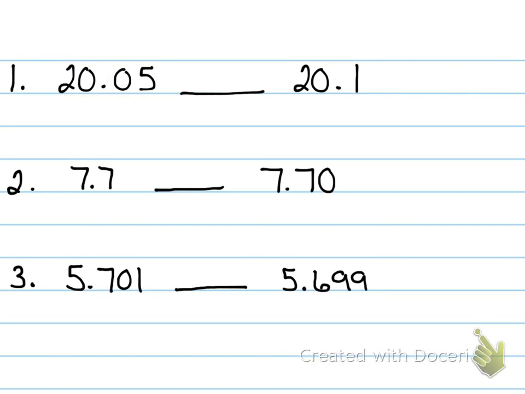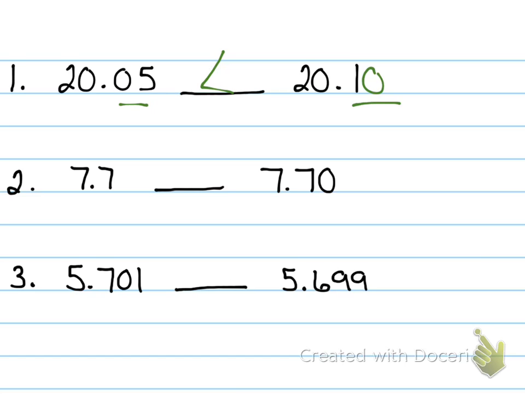Okay, so looking at your turn now, number 1, I'm going to just go ahead and fill in my decimal places. So I have the same number of decimal places. I have 2 in my first number, so I want 2 in my second number. Now which one is bigger, 10 or 5? 10. So I know that 20 and 1/10 is bigger. So I open up my less than sign to the right side.